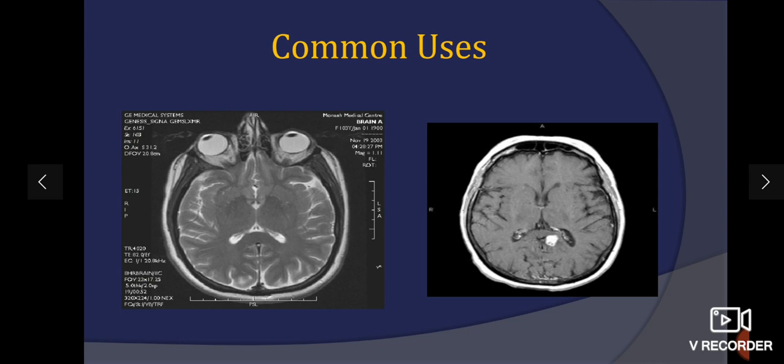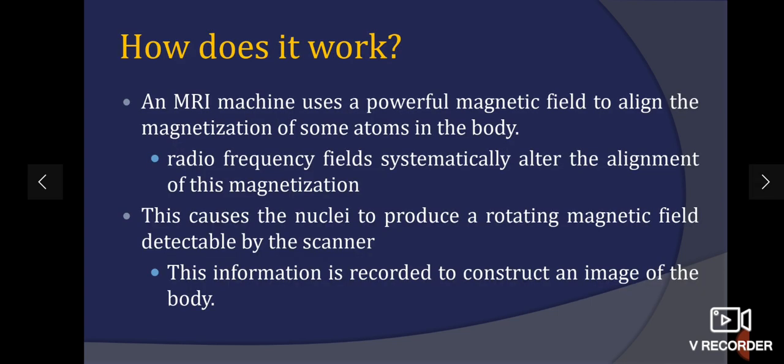See, this is the MRI image of the brain. And how can this MRI imaging work? An MRI machine uses a powerful magnetic field to align the magnetization of some atoms present in the body. It uses a radio frequency field to systematically alter the alignment of this magnetization, and this causes the nuclei to produce a rotating magnetic field detectable by the scanner. So this information is recorded to construct an image of the body.